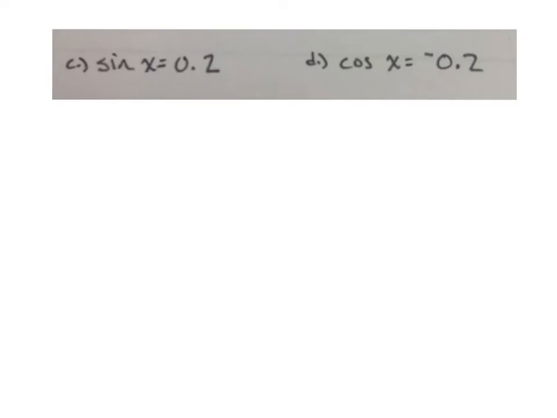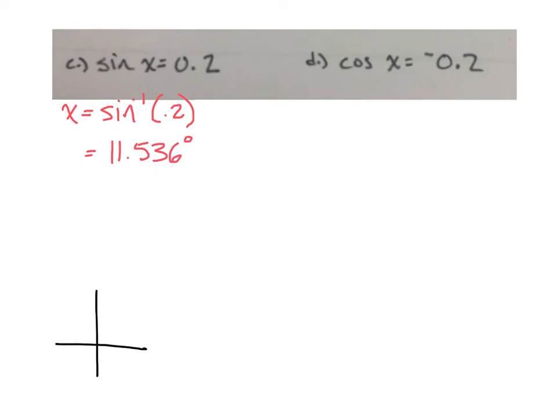Take the sine of x is 0.2. In order to solve this, x is going to equal the inverse sine of 0.2. And for this one, we are going to have to grab the calculator, making sure you're in degree mode. Hit the inverse sine of 0.2, and you get 11.536 degrees. Now we have to find the other angle.